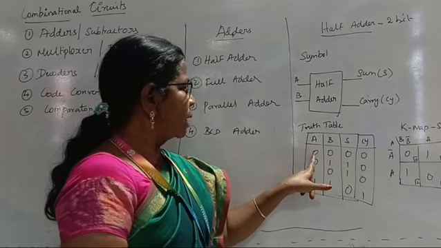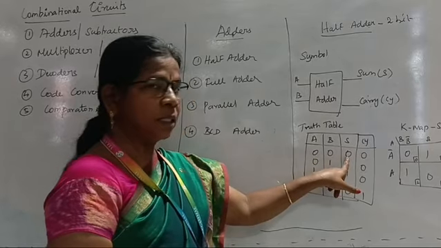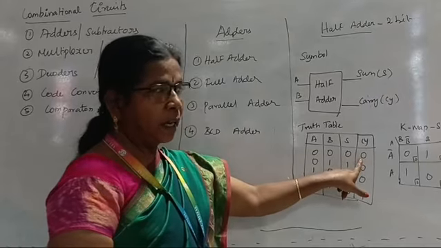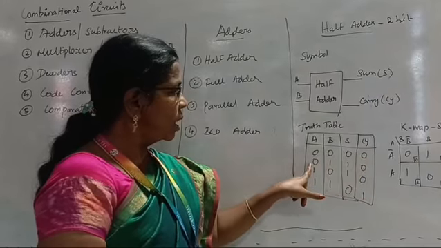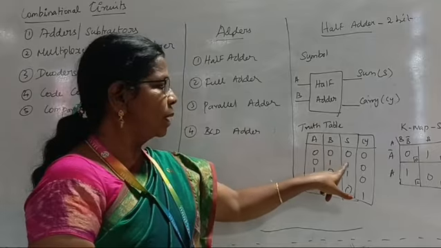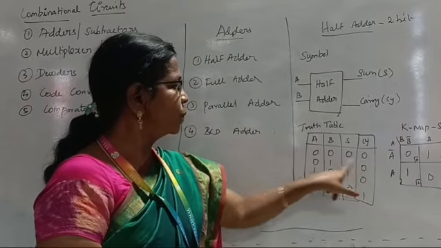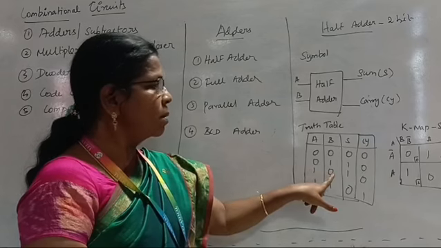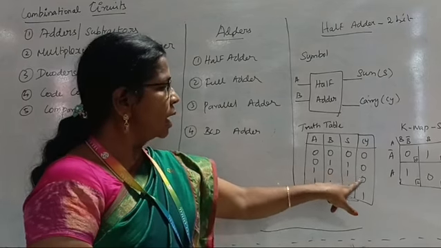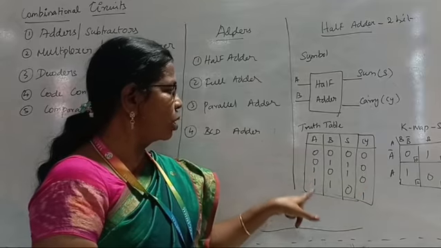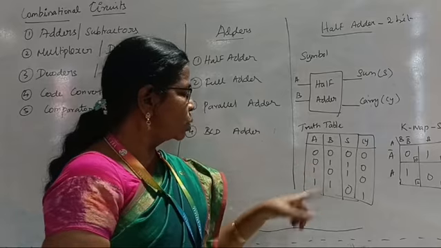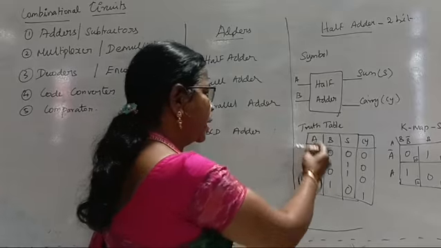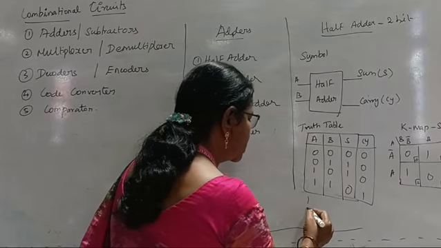So first of all, when adding 0 and 0, the sum will be 0 and we are not getting any carry, so carry is 0. Similarly, 0 plus 1 gives a sum of 1 and carry 0. For the third combination, A is 1, B is 0, the sum is 1 and carry is 0. When coming to the fourth combination, when I am adding 1 plus 1, it will be like this. For three cases we can find the answer easily.